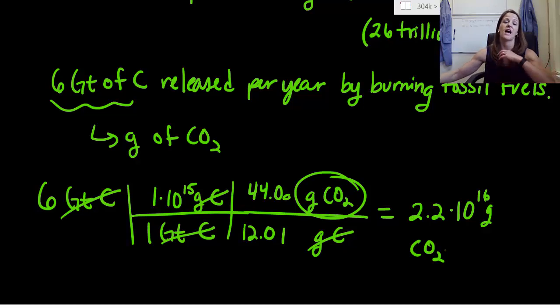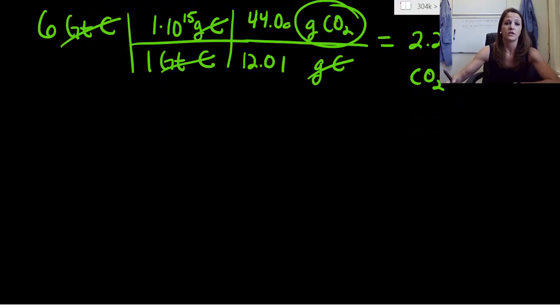A lot, a lot. That's a lot of carbon dioxide we're releasing into the air just by burning fossil fuels. And this is just per year. This isn't total, this is per year. All right, let's try one more. A little bit harder now.